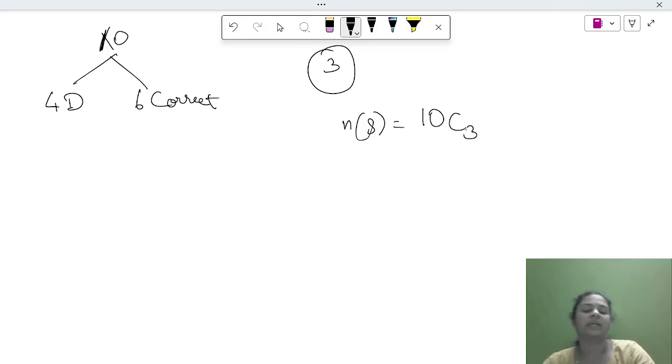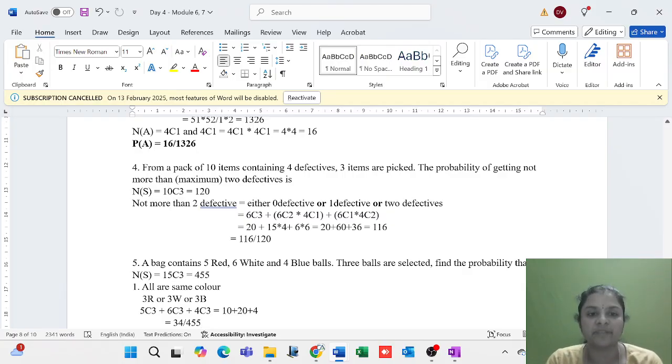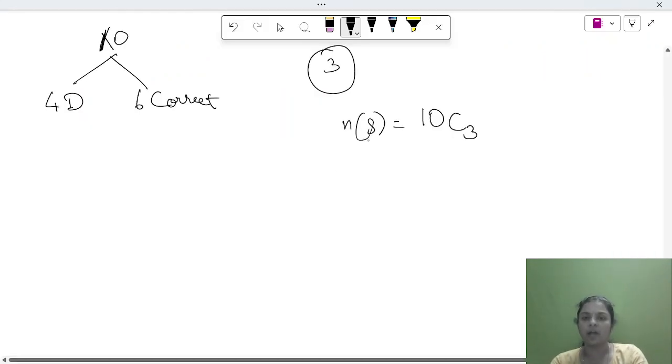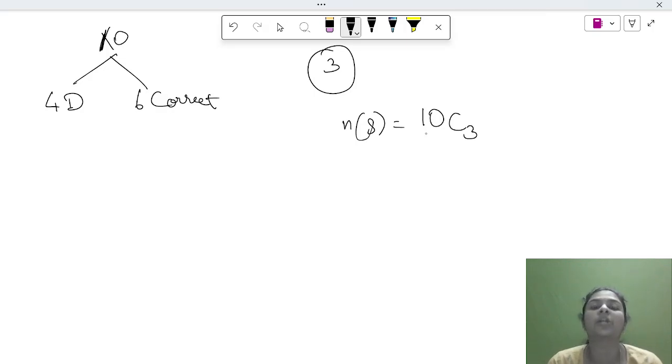Okay. Now, here I have a pack of 10 items containing 4 defectives, where 3 items are selected. Probability of getting not more than 2 defectives. First, what do we need? We need the denominator. Denominator is what you do. Numerator is what you get or what you want. So what are we doing? We are selecting 3 items out of 10 items. So selection, combination rule. Now n of s is equal to 10C3.